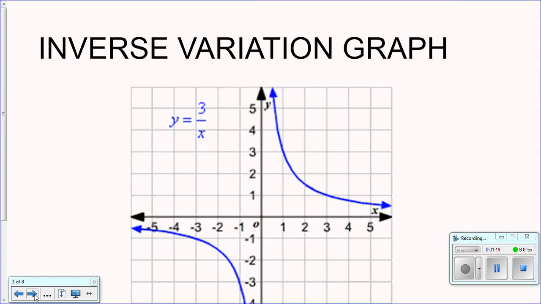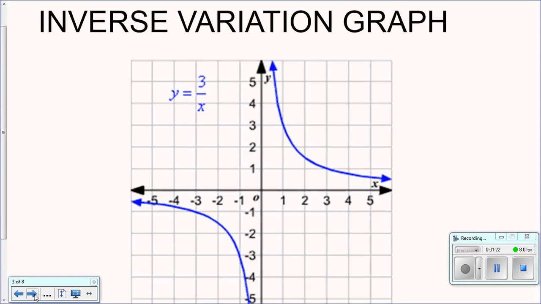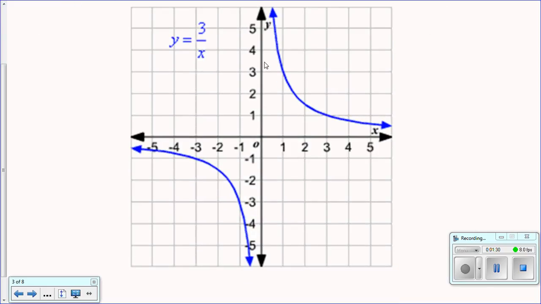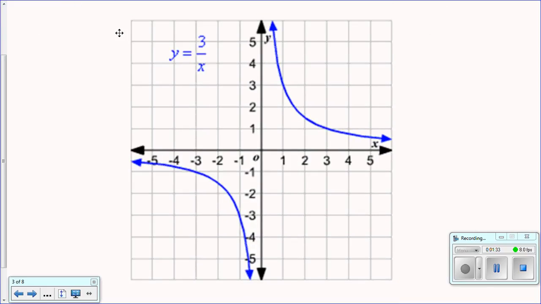So this is what the inverse variation graph looks like. It's curving around the axis. It's not actually going to ever cross it, it just goes around it. So this is an example. The standard says that you have to be able to identify an inverse variation on a graph. So you should be able to see a graph that looks like this and say, oh, that's inverse. You don't have to worry about trying to create this from a graph at all. This is just being able to see a graph and know it's inverse right away. You don't have to worry about writing the equation for it, just that it's an inverse variation.